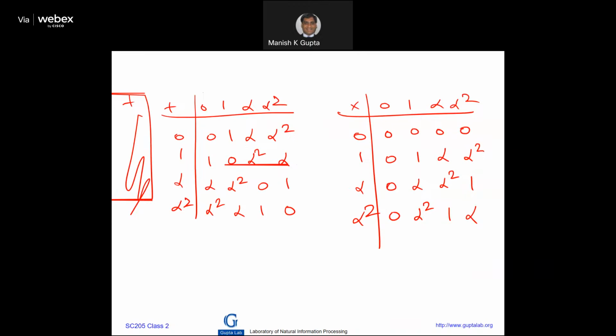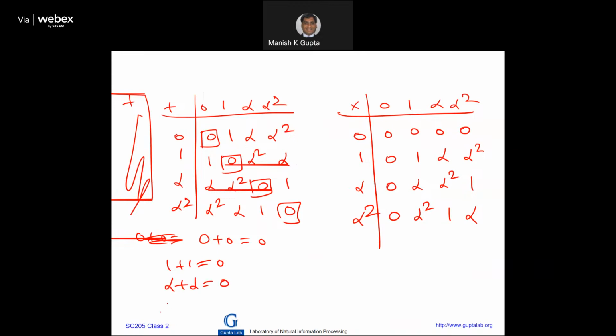Now our job is, as in the previous class, to check additive identity and multiplicative identity and see whether it is matching. So let us do the same thing here. I'm encircling 0 here. 0 plus 0 is 0, so 0 is self-invertive. 1 plus 1 is equal to 0, so 1 is self-invertive. Alpha plus alpha is equal to 0, alpha is self-invertive. Alpha square plus alpha square is equal to 0. So each element has its own inverse with respect to addition, right?